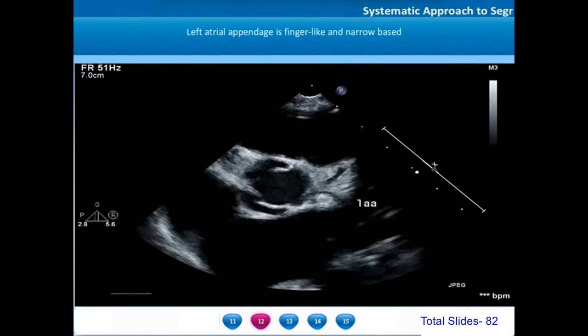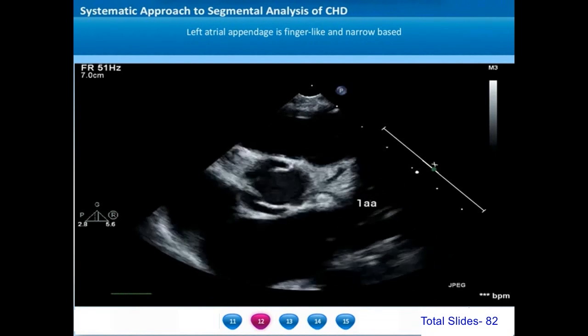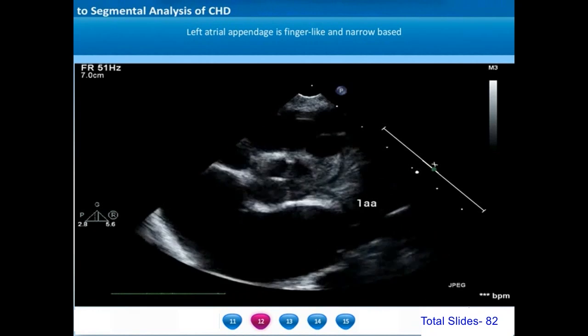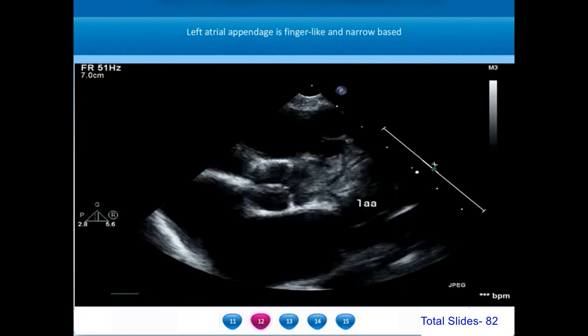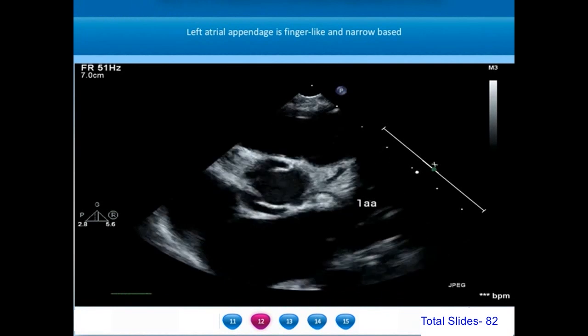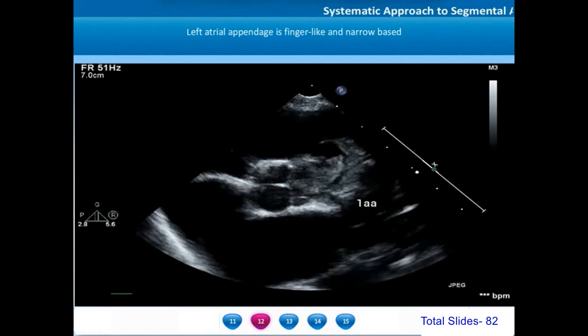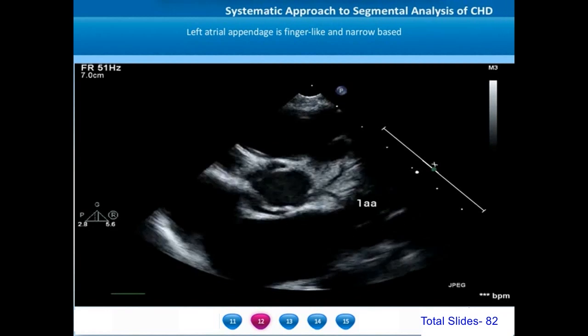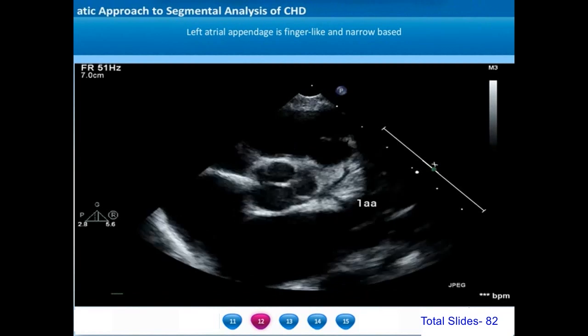But we need to understand that the size of the appendages may vary depending on the hemodynamics of the atrioventricular valve. So even a left atrial appendage will look very, very dilated if there is an associated left atrioventricular valve stenosis or severe regurgitation. And so atrial appendage morphology is difficult to use to categorize the atrial situs on echocardiography.